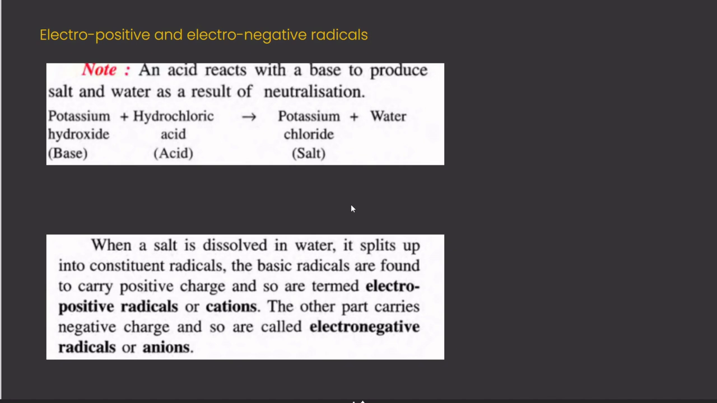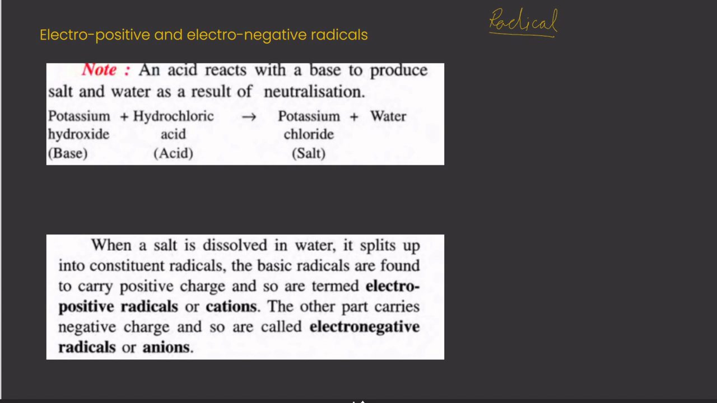We studied what a radical is, isn't it? In the last video we studied what a radical is. A radical is an atom or group of atoms of the same or of different elements that behave as a single unit. They may be formed of a single atom or a group of atoms of the same element with a positive or negative charge. They behave as a single unit. That is what a radical is.